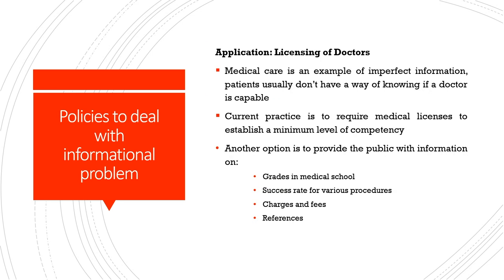In the context of health, we have seen that the licensing of doctors is an important policy that deals with informational problem. We know that medical care is an example of imperfect information, and patients usually don't have a way of knowing if a doctor is capable enough. And the current practice is to require medical licenses to establish a minimum level of competency. Another option is to provide the public with information on grades in medical schools, success rate for various procedures, charges and fees, references from other patients and doctors, or people in the family, and so on. So, this is an example of how information problems can be dealt with through a policy decision in markets in which there are information asymmetries.